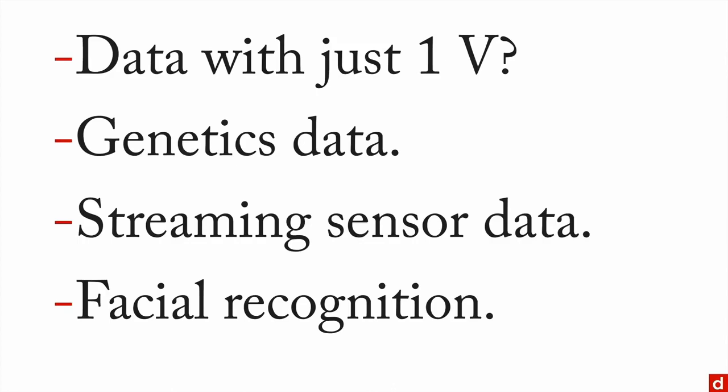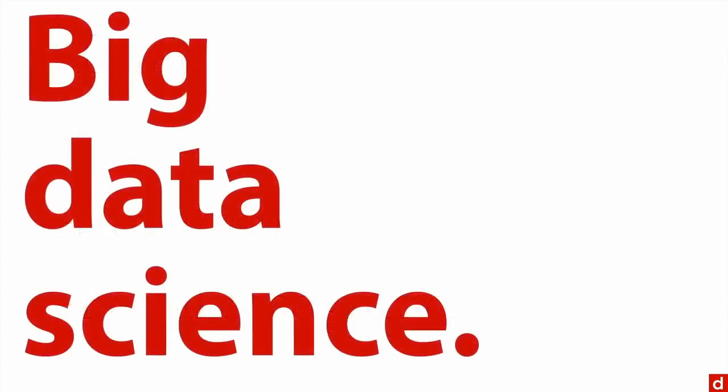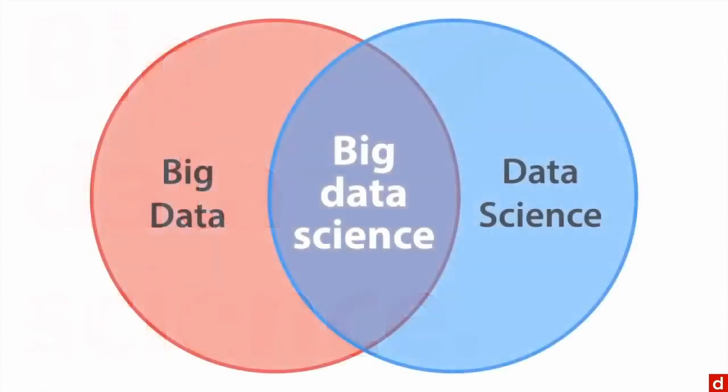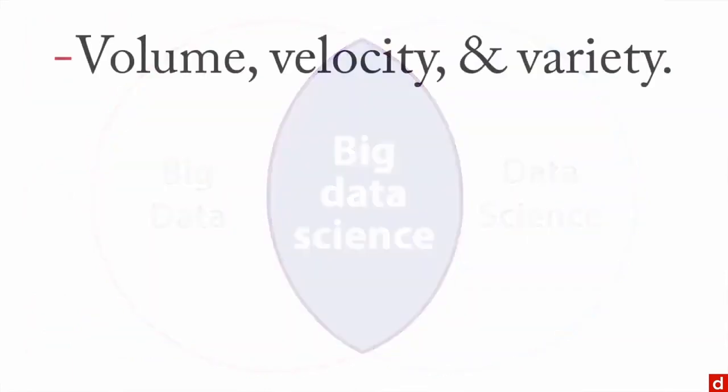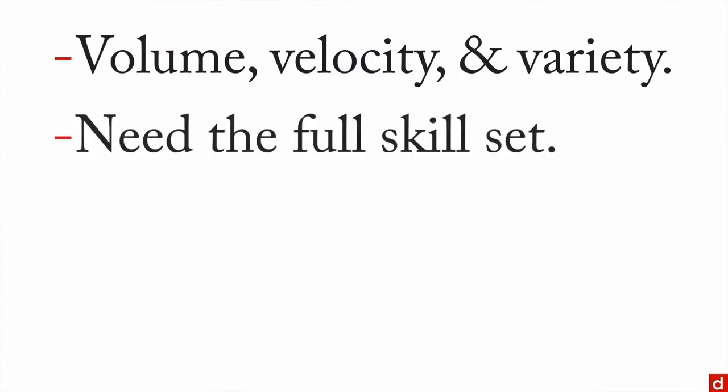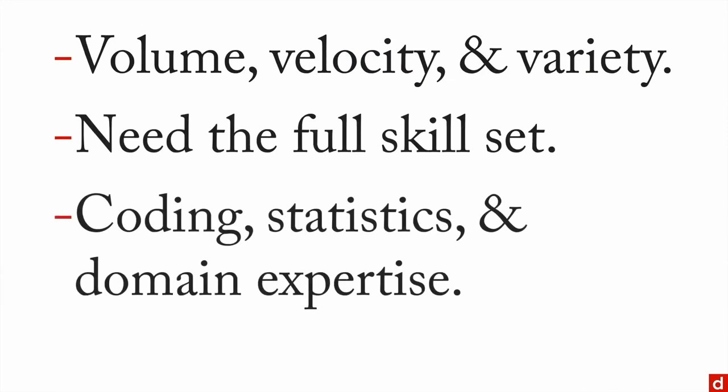Now, if you want to combine the two, we can talk about big data science. And in that case, we're looking right here at the middle. This is a situation where you have volume and velocity and variety in your data. And truthfully, if you have the three of those, you are going to need the full data science skill set. You're going to need coding and statistics and math, and you're going to have domain expertise, primarily because of the variety you're dealing with. But taken all together, you do have to have all of it.